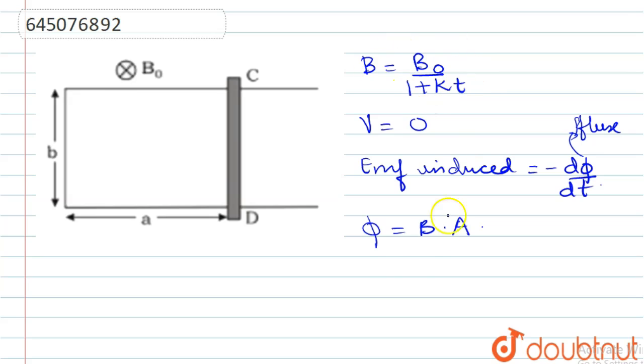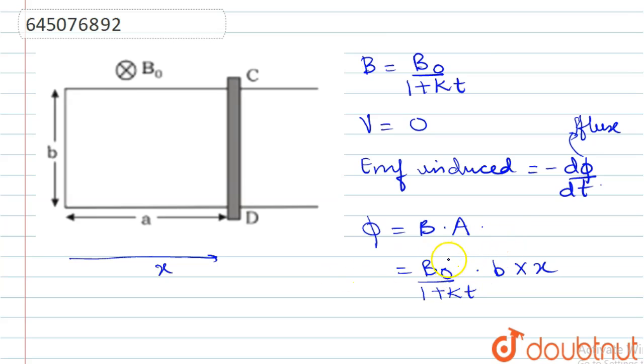Now, what is the magnetic field? It is equal to B naught upon 1 plus kt, and the area is equal to length b and distance. Let us assume that this rod comes to a position where it is at a distance of x. Then the area is equal to constant length b into x. So this is the flux at any time t.